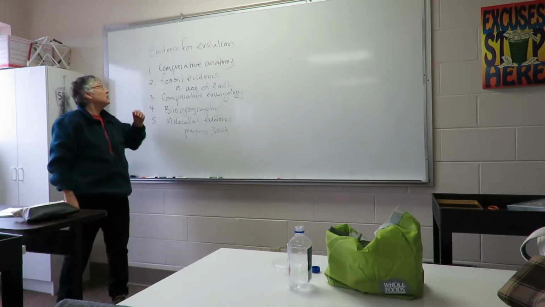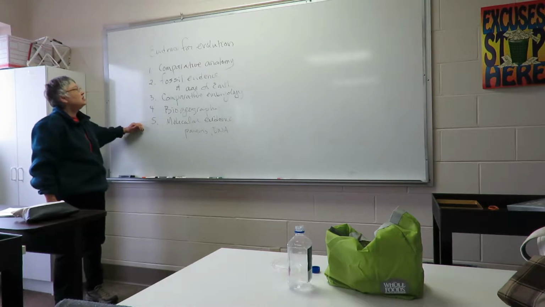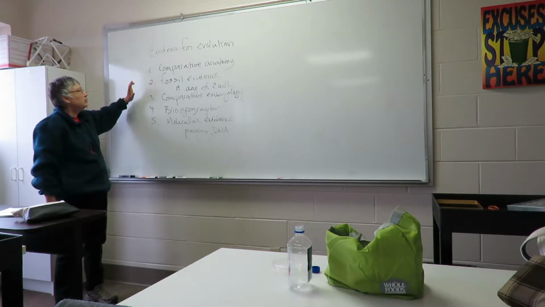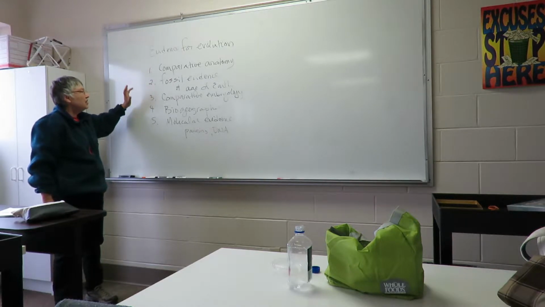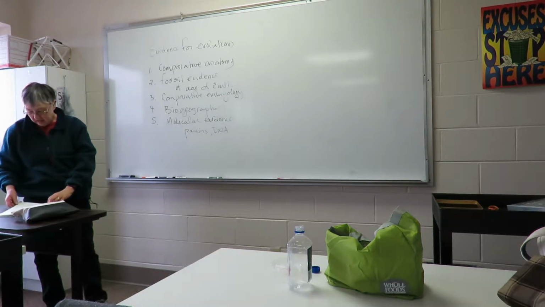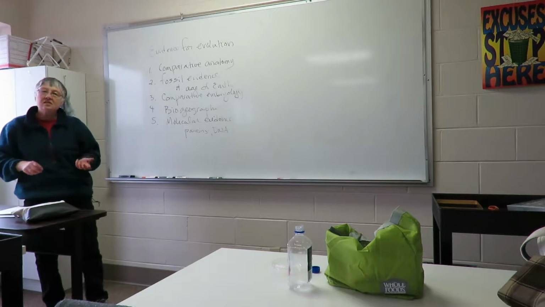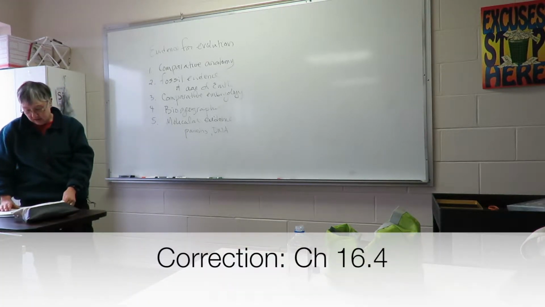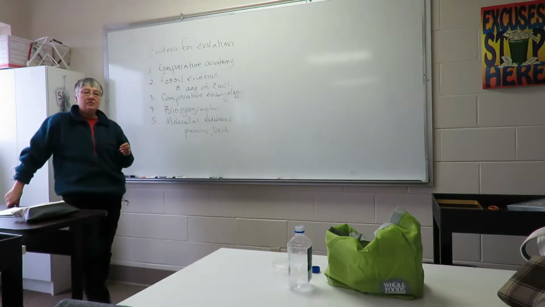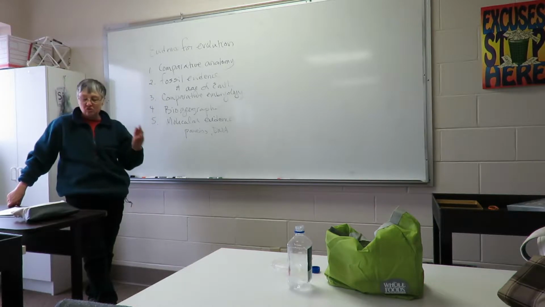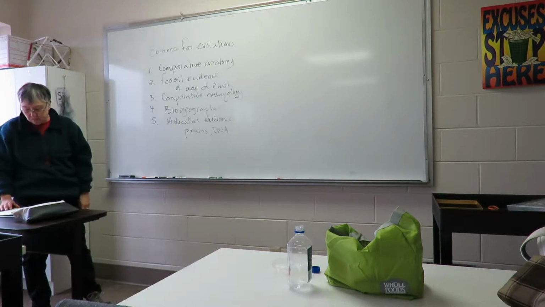All right, so I'm going to follow each of these categories. I'm going to talk about comparative anatomy first, and then fossils and so on. And I will be referring to some of the diagrams that are in the chapter that I asked you to read. This is chapter 16.3. It actually is a section of the chapter that I handed out in class the other day, so this should be the third handout.